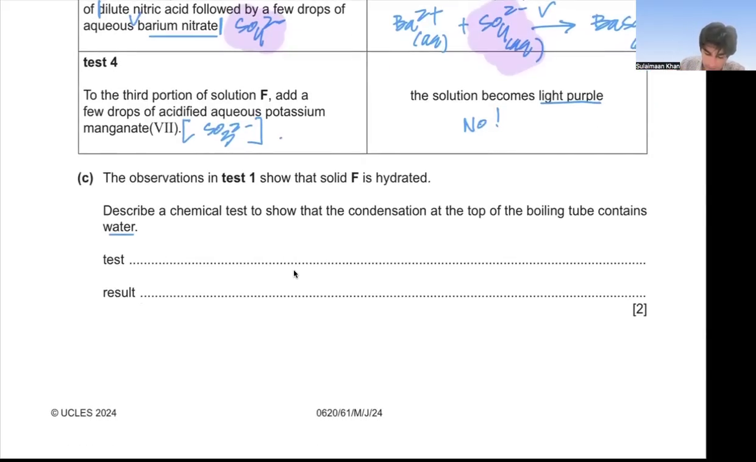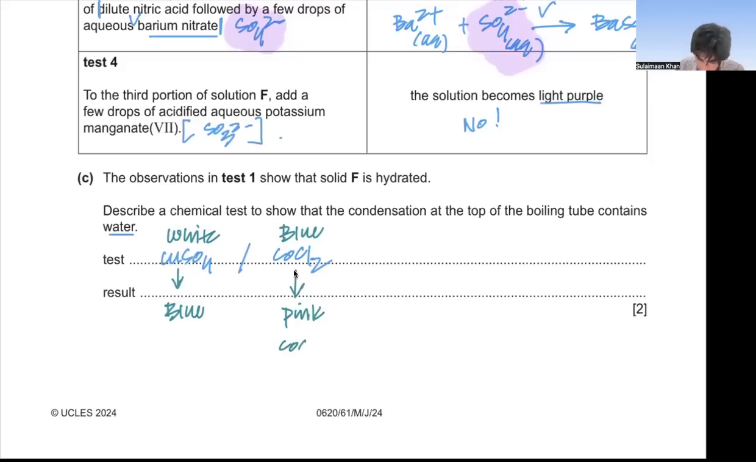You can test either with anhydrous copper sulfate, or you could test with anhydrous cobalt chloride. With anhydrous copper sulfate, it's going to go from white to blue. And anhydrous cobalt chloride is blue, and it's going to go from blue to pink, because cobalt chloride, when it becomes hydrated with 6 water molecules, is pink, and copper sulfate, when it gets hydrated with 5 water molecules, goes blue. So what's the result? If you had used anhydrous copper 2 sulfate, you're going to say the result is it goes from white to blue. If you had used anhydrous cobalt chloride, you're going to say the color goes from blue to pink. Done. That's the result.